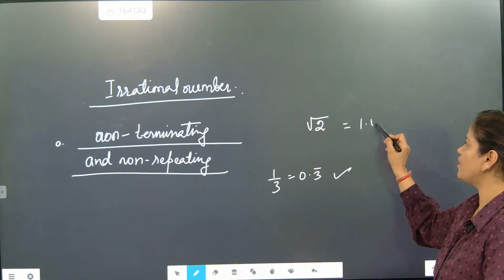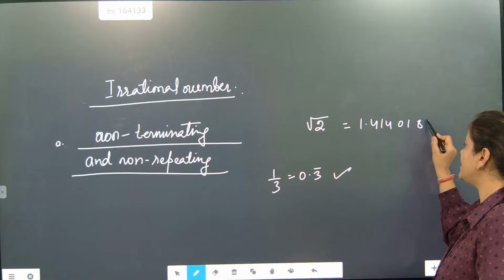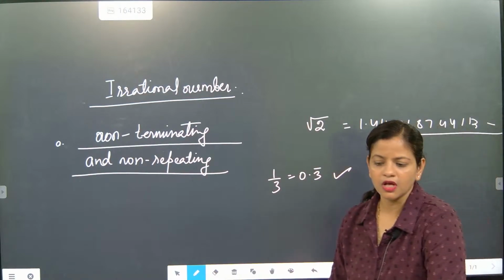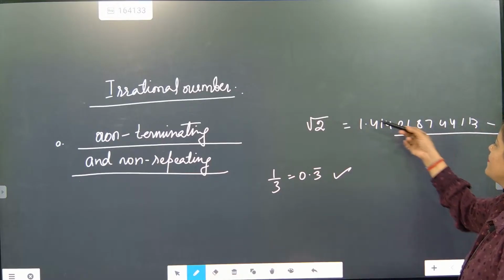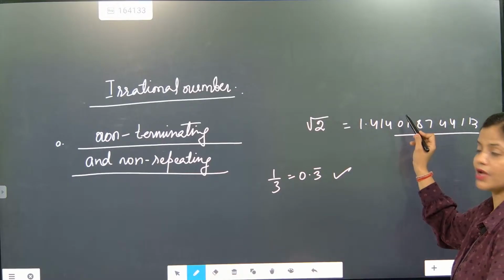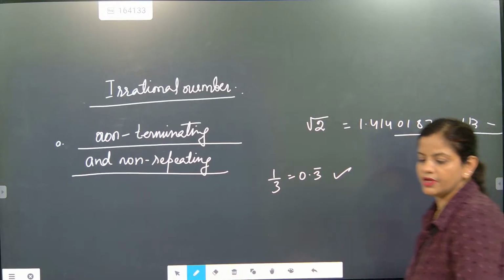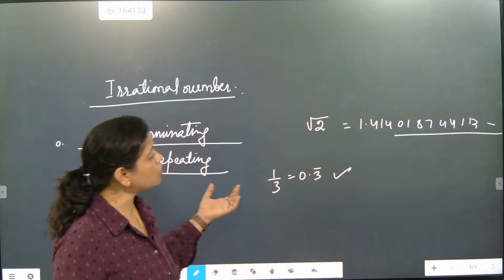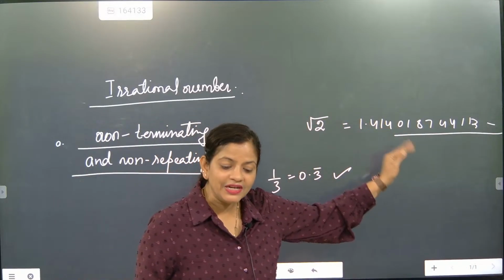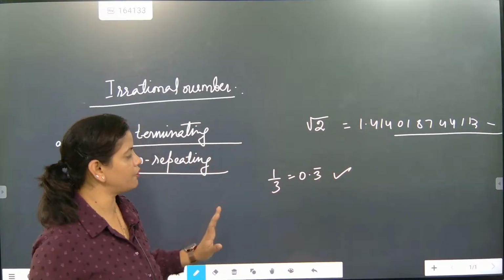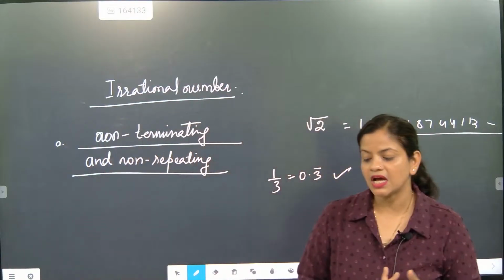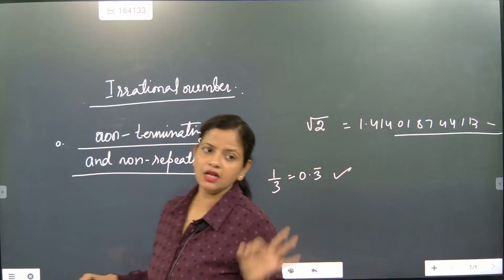Here it is 1.4140187116, like this. It will keep on going. Understood? It will not stop at all, and there is no sequence of numbers so that you can put a bar. So it is non-terminating, meaning you cannot terminate it, and it is non-repeating, you cannot repeat it either. Such numbers are considered irrational numbers.